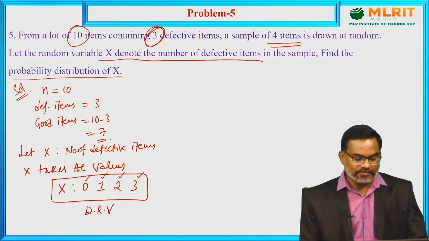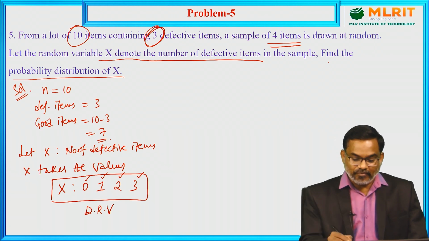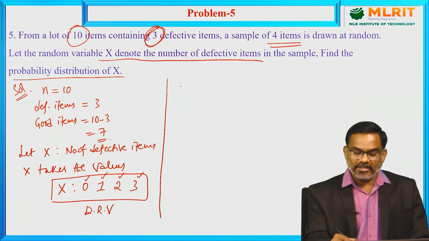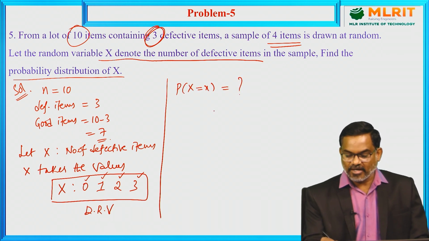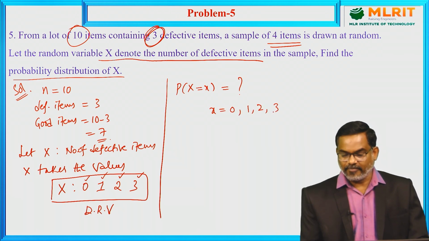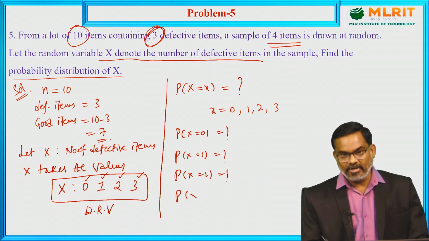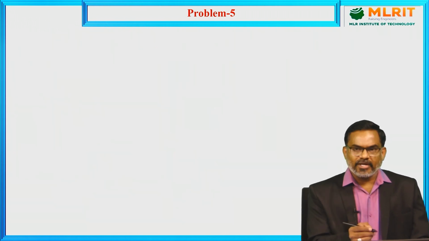Now we need to find the probability distribution of capital X. To find that, first we need to find the probability of capital X equal to small x, where X takes the values 0, 1, 2, 3. That means the probability of 0 defective items, 1 defective item, 2 defective items and 3 defective items. We need to calculate all these values. To find this, we take the help of permutations and combinations.